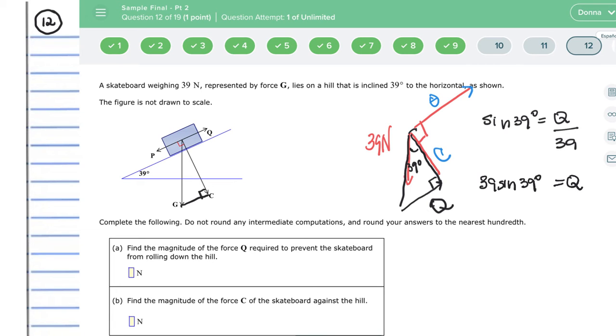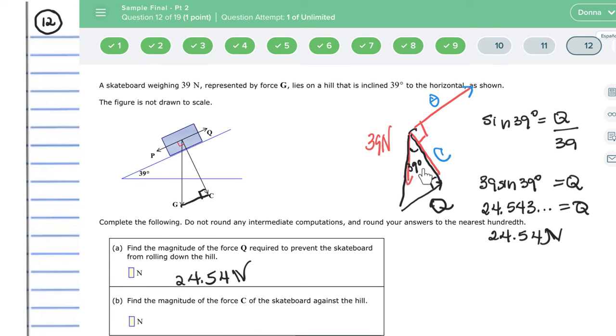So I'll go out to the calculator and get that value. So we got 24.543, and they want us to round to the nearest hundredth. So that'll leave us with 24.54. And since that's a force, that's going to be my newtons. All right, so my first answer will be 24.54 newtons.